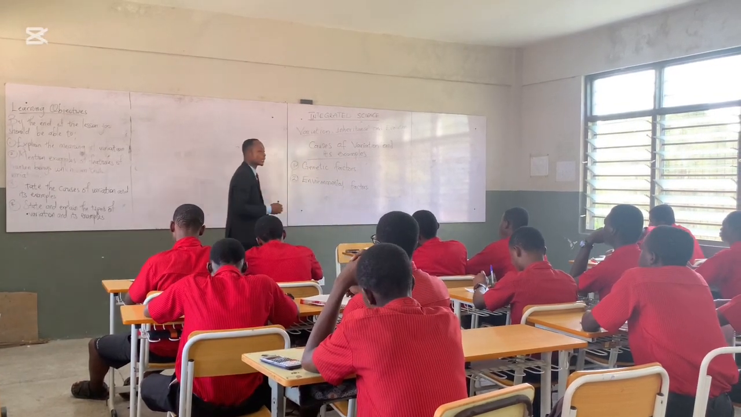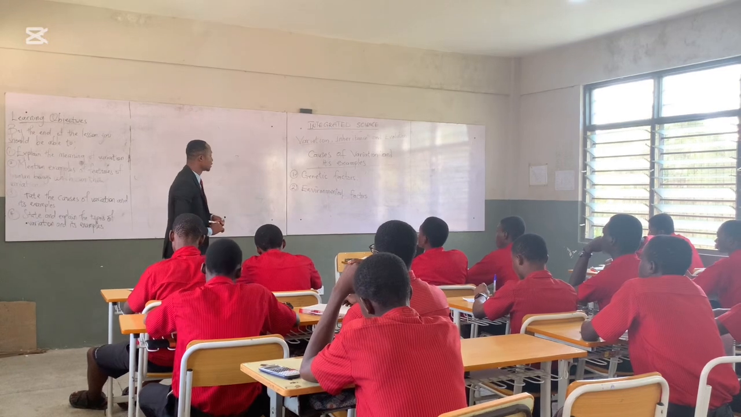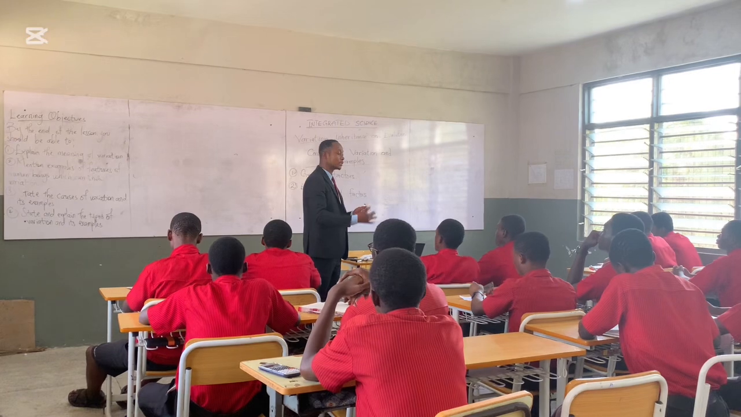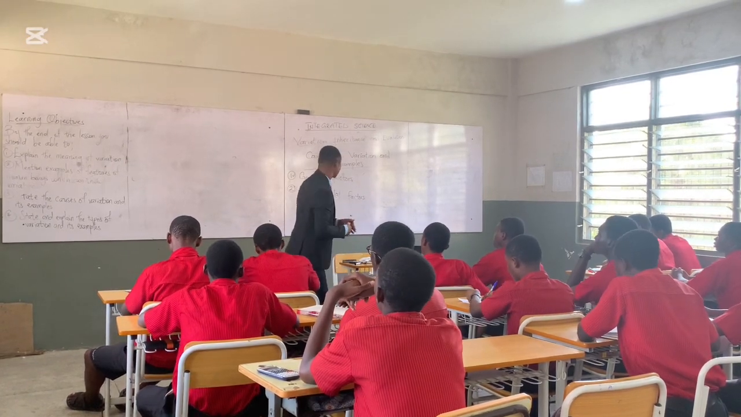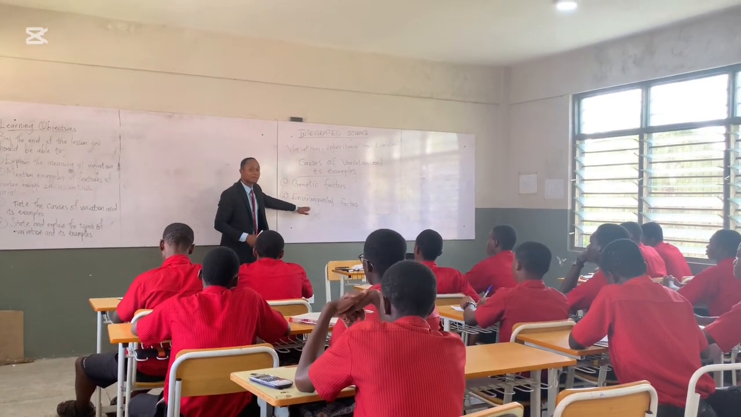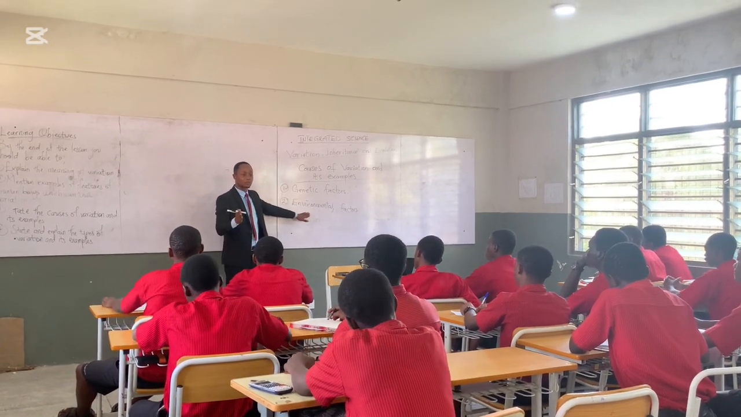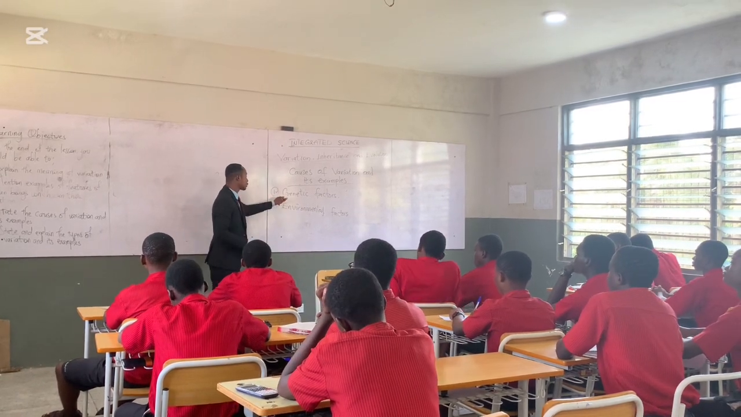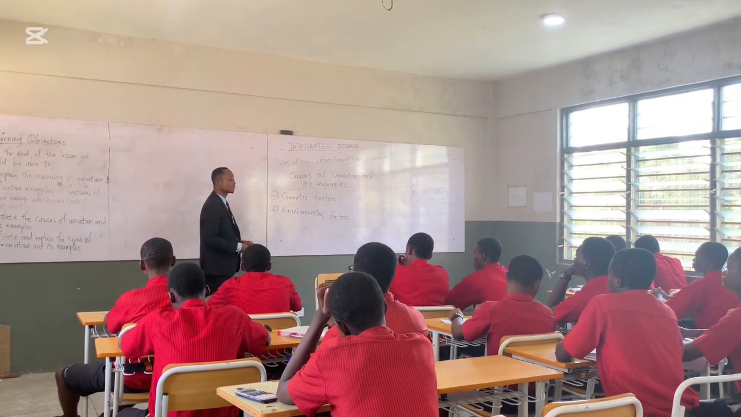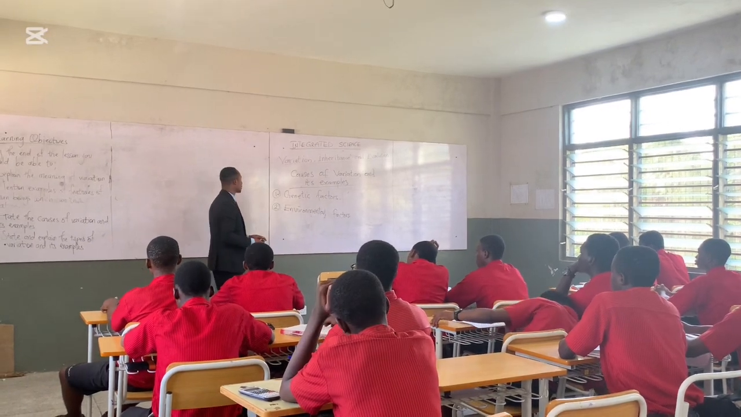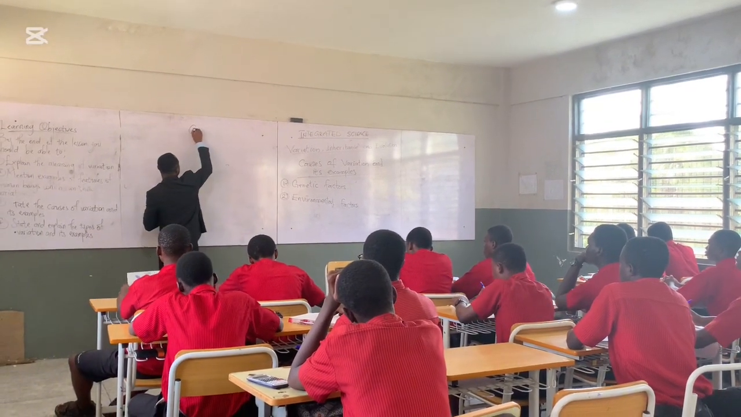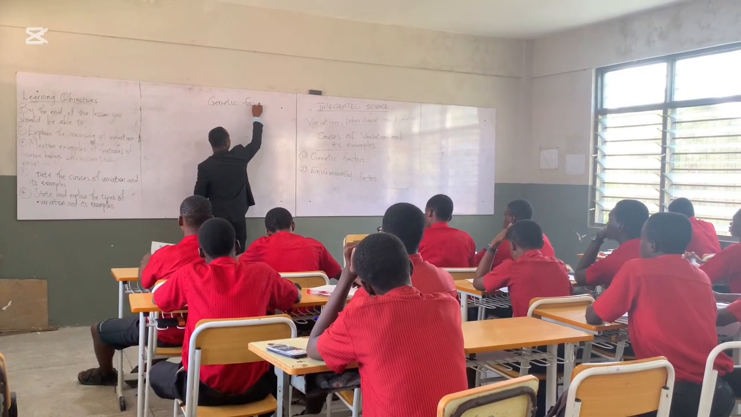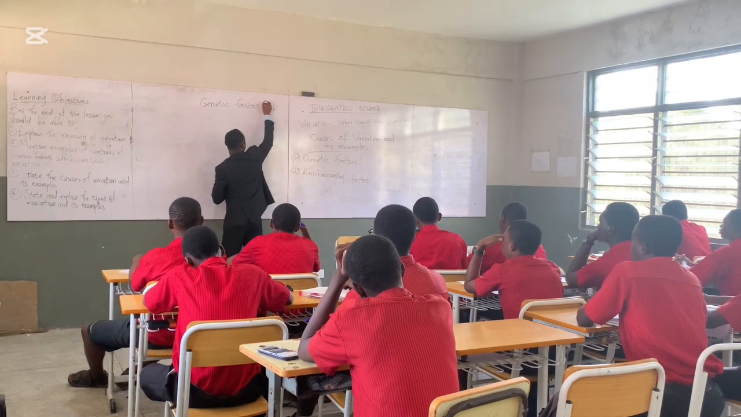Alright, so these are the 2 main causes of variation. We have the genetic factors, or genetic variation, and then environmental factors, or environmental variation. Is that okay? Alright. So from here, we'll take them one after the other. The first one is genetic factors or genetic variation. So I will write it here. Genetic factors or variation.